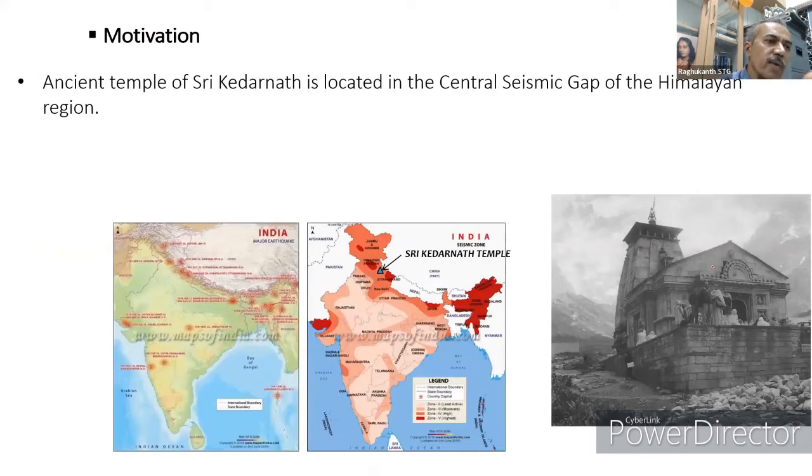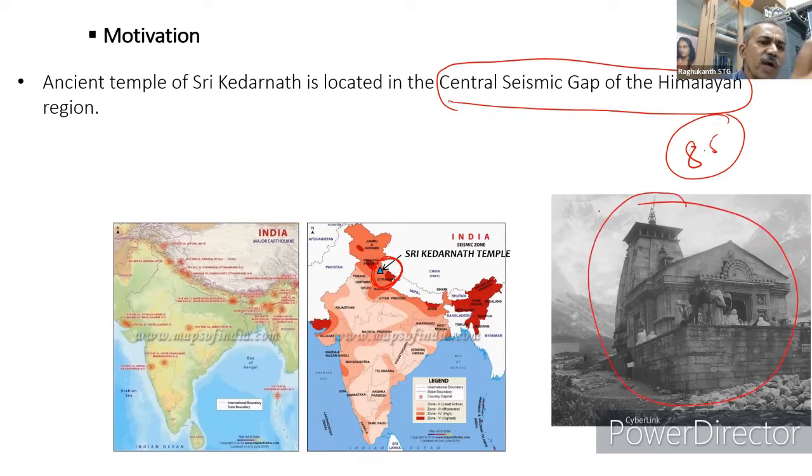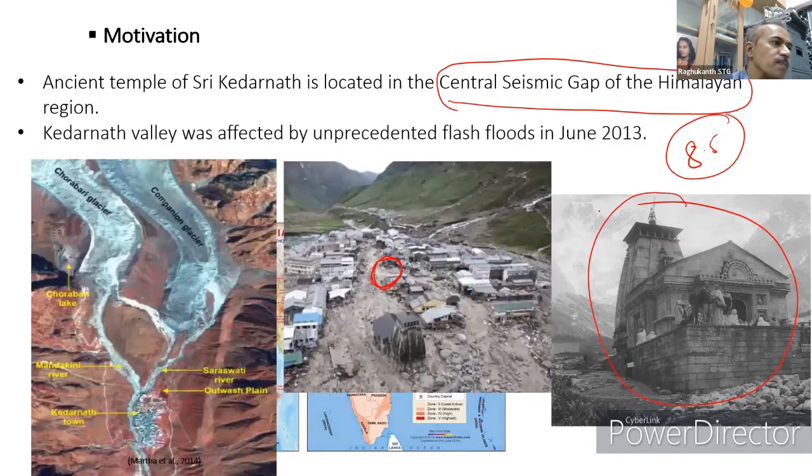I think most of you may know Kedarnath is located in this Uttarakhand area, and this is located in the seismic gap. The most important thing in the Himalayas is you can have earthquakes of magnitude 8.5, or 8, occurring near this temple. So this is one old photograph of the Kedarnath temple. I think somewhere around 1900 or so, they took this photograph.